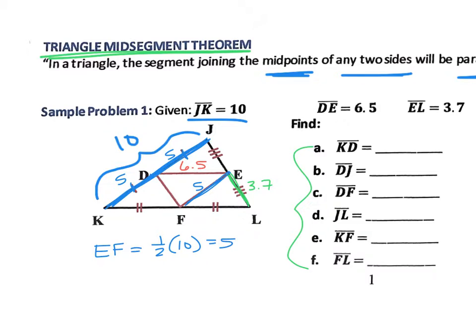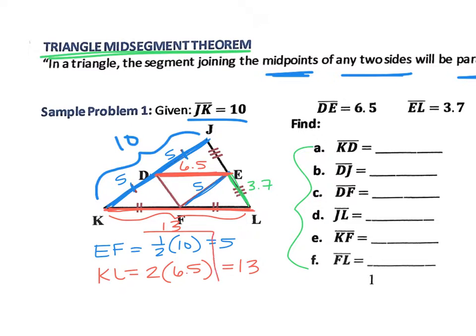All right, now let's look at DE. DE is 6.5. Can you tell me the length of KL then? If the 6.5 is the mid-segment, 13, right? That has to be twice as much because the mid-segment is half as much. So I can take this length and double it, and that will be the whole thing. So KL would be 2 times 6.5, and that's 13.